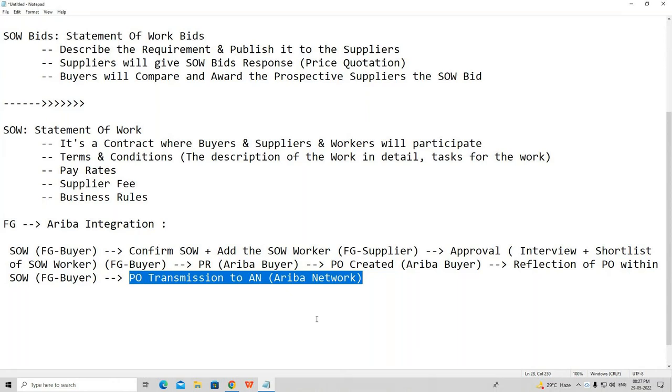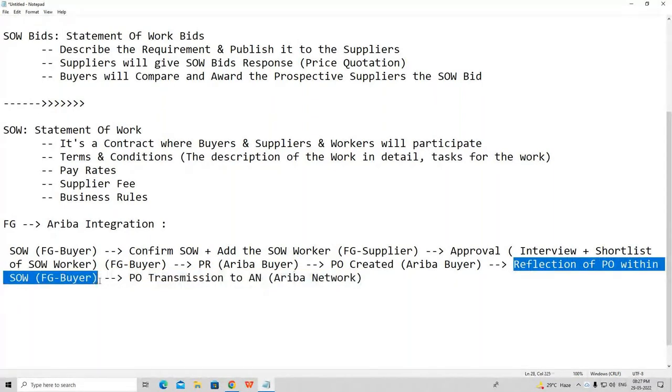Now, some of you are saying it's for the GR and IR. No, not for the GR and IR. Exactly correct. Because as I said, reflection of PO is happening within SOW, but only who can view it? Only the buyer. Supplier will say, "Arey boss, where is the PO? Without PO, how will we do this?"